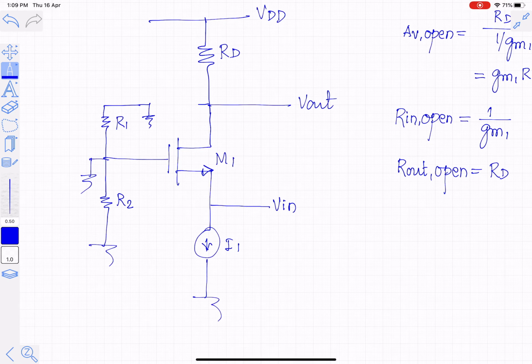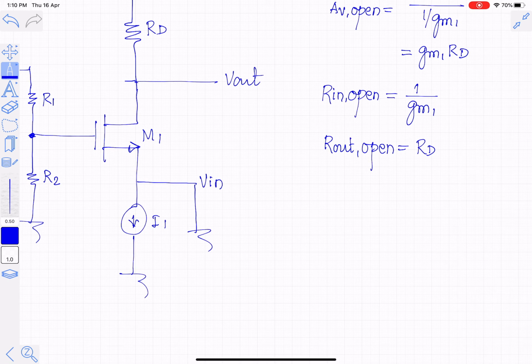Now suppose we have to find out the closed loop parameters. So what has to be done? The feedback has to be broken at a particular place. I will be applying VT here, and the input signal should be made 0. Now you should understand that in this case the input quantity is a voltage. The reason is the feedback signal. R1 and R2 is a feedback network, so the feedback signal is applied at the gate and the input voltage is applied at the source terminal. That's why it is a voltage amplifier input.